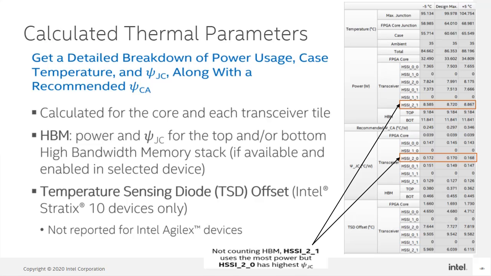For Intel Stratix 10 devices, the TSD offset calculations are also displayed here. The offset value represents the difference in temperature between the hotspot on the die and the location of the sensor itself. Adding the offset to the value reported by the TSD for a particular die provides an accurate value for that die's junction temperature.